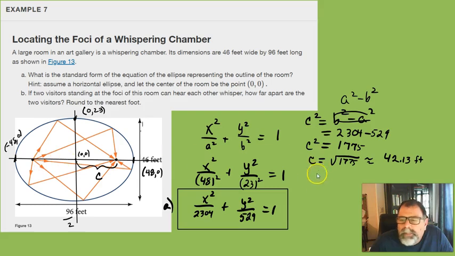So we want to know 2c, right? So times that by 2, so that'd be 84.26 feet. Okay, so that's for B. Oh, round to the nearest foot, so 84 feet. Okay, 84 feet.